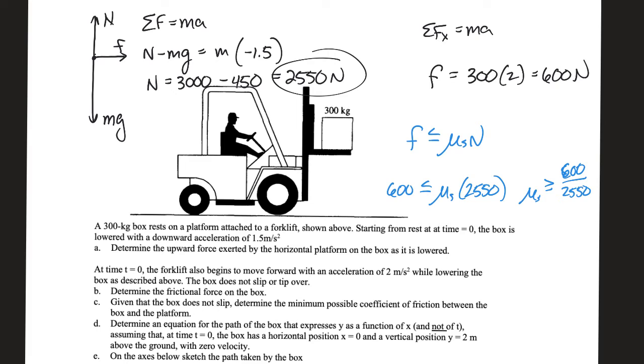Part D: determine an equation for the path of the box that expresses y as a function of x and not of t, assuming that at time t equals 0, the box has a horizontal position of x equals 0 and vertically y equals 2. All right. Again, I will point out these are right in our wheelhouse, right? Beginning of the problem, you get this far, probably getting a 3 on the exam. Now we're going to see if you can be a thinker. That should get you to your 4. And if you can do it without any mistakes, probably a 5.